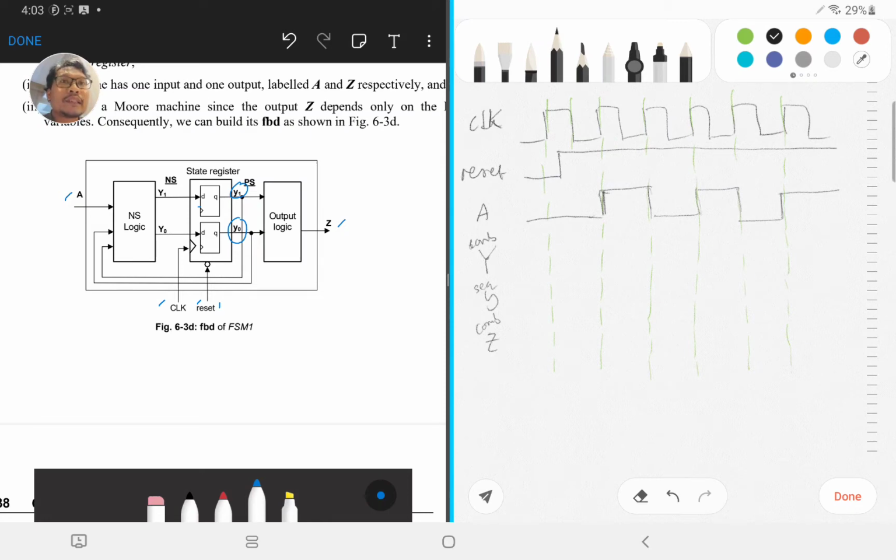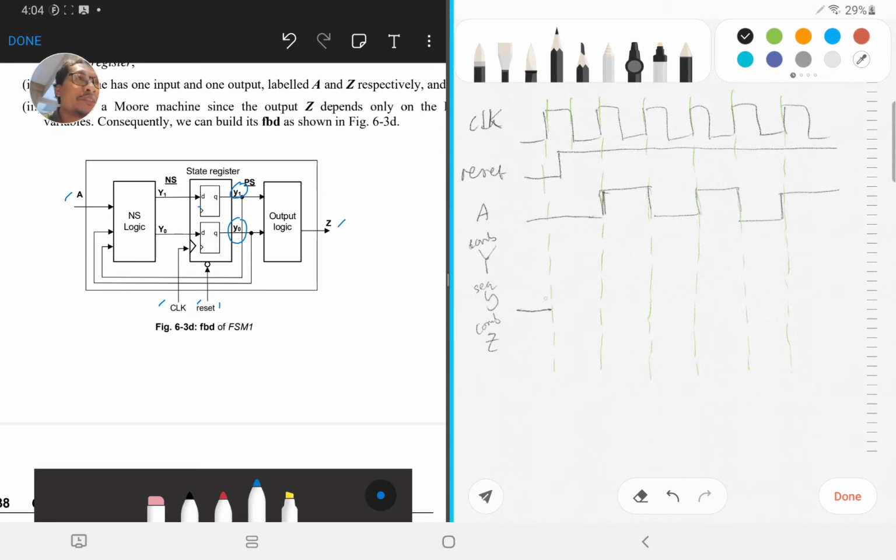So let's look at the big Y first. Here we have our A and the small y. So let's look at the small y then. The small y depends on the reset. So if we have a reset of 0, let's say the small y is 0 because of the reset.